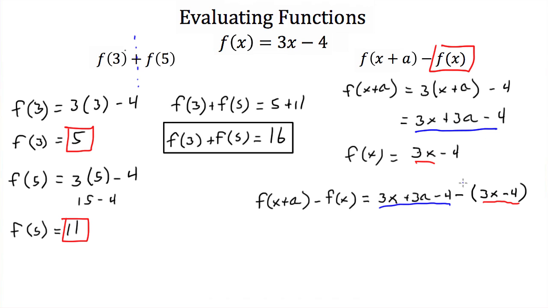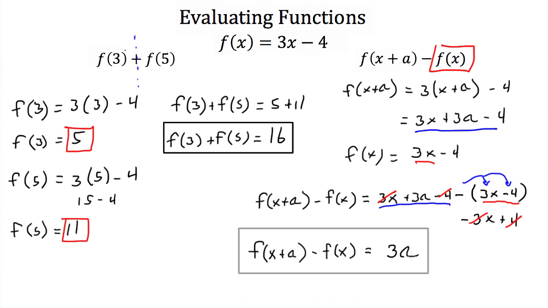If I distribute this negative inside, this becomes negative 3x plus 4. And if I simplify this, then our function value of x plus a minus our function is equal to, well, 3x minus 3x will cancel, negative 4 plus 4 will cancel, and this will be left with just 3a. So that's how we evaluate functions for different values of x, or for different function values.